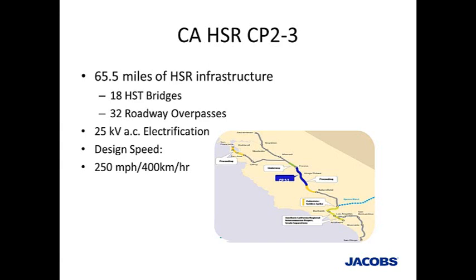This segment involves 18 bridges that carry high-speed rail trains and 32 roadway overpasses. Those 18 structures include everything from rigid box structures to viaducts. For those curious, the corridor is designed to carry a northbound and southbound track with 250-mile-an-hour trains running on them. The operating speed for the line is about 220 miles an hour.